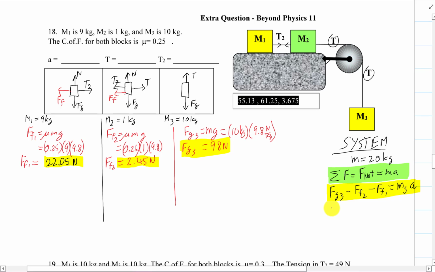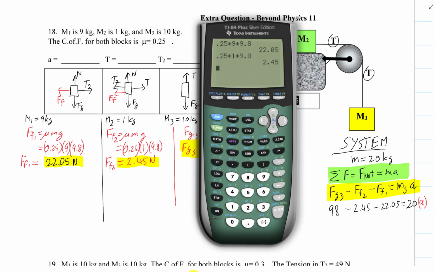So this is going to be 98 minus the force of friction of number 2, which is 2.45, minus the friction force on that one, which is 22.05. And it's moving a system's mass of 20 kilograms, and then we're trying to find A. So it's going to be 98 minus that number minus that number, and we'll get 73.5.